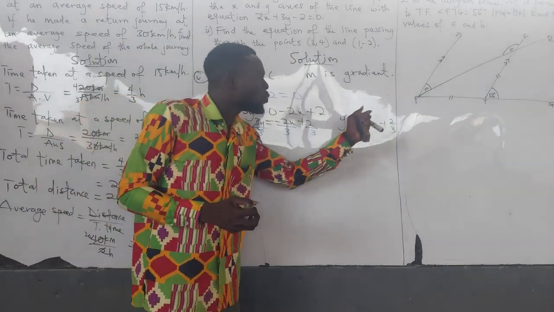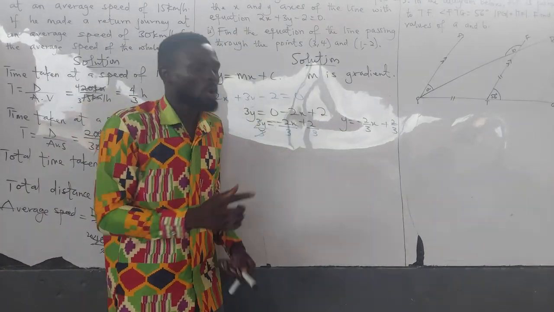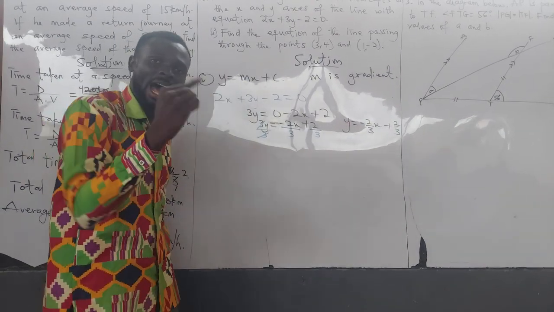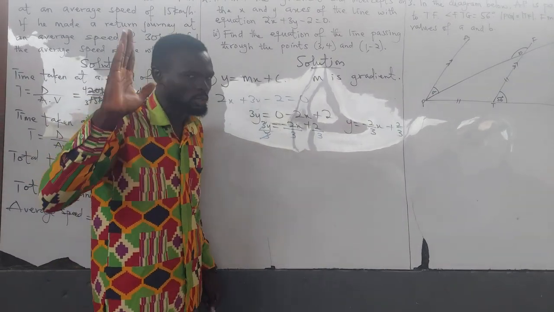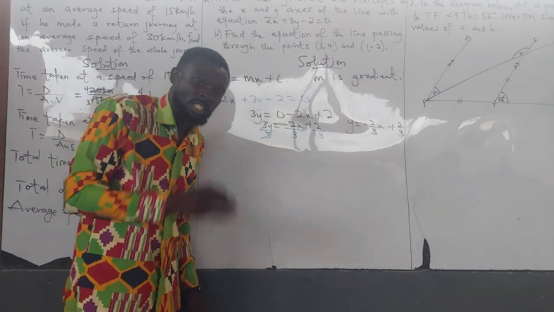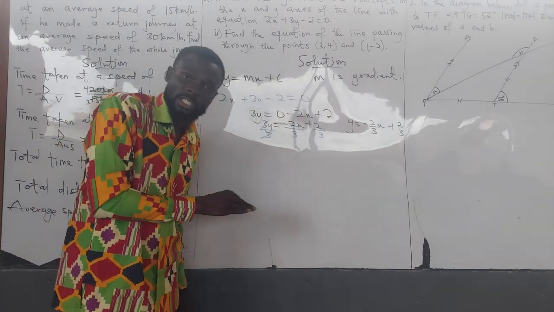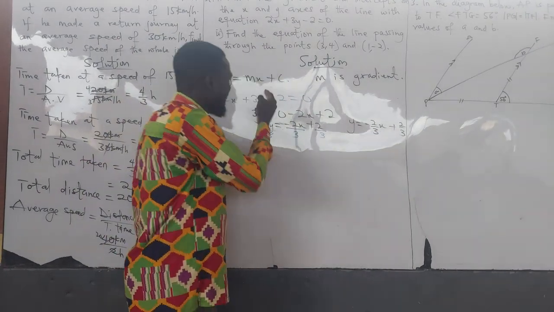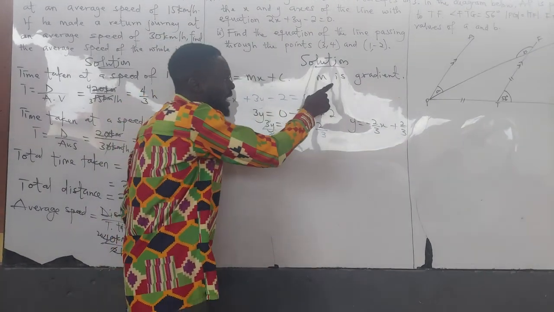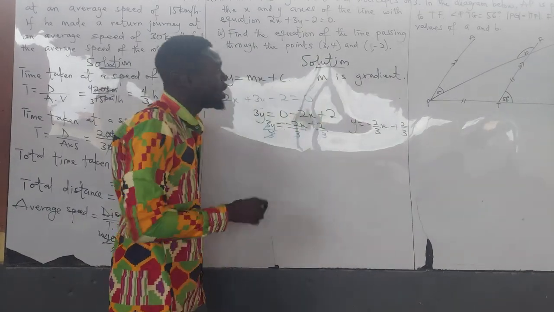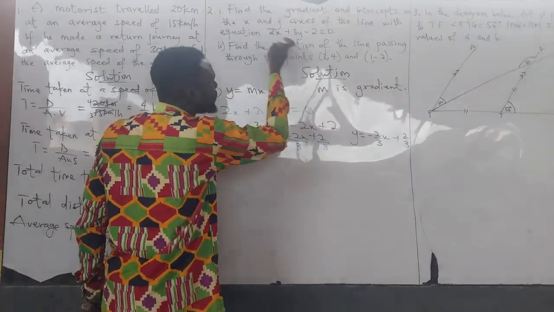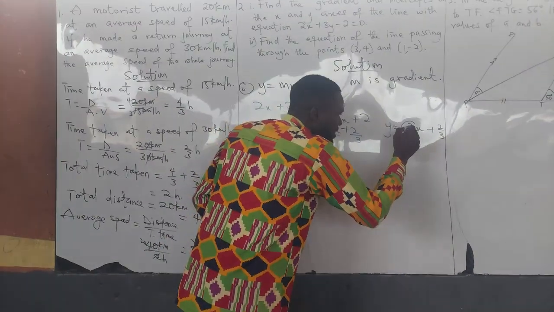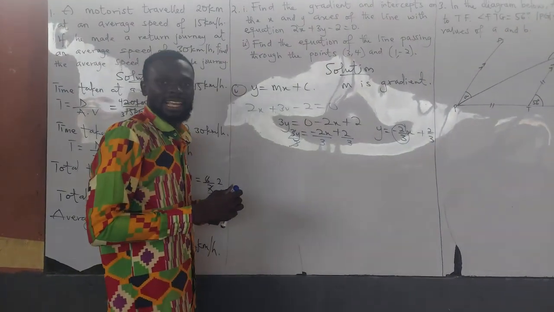Now that you've made y the subject, ask yourself, what is m? M is any value attached to the x. Any value. Whether a whole number, a positive, a negative, a fraction. So any value attached to x is m. And what is m? M is gradient. So if I'm to find the gradient of this line, whatever that is attached to the x, which is negative 2 over 3, is the gradient.